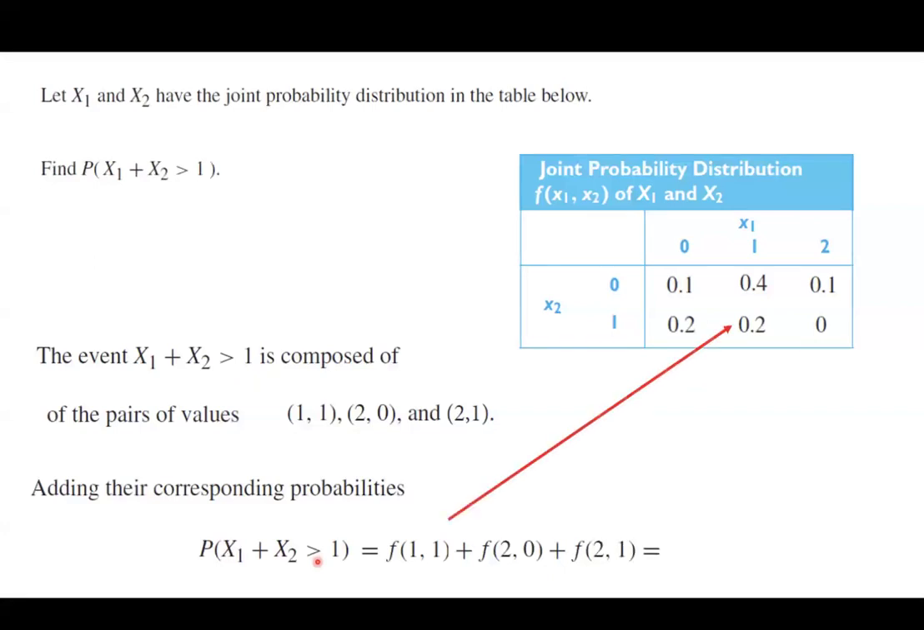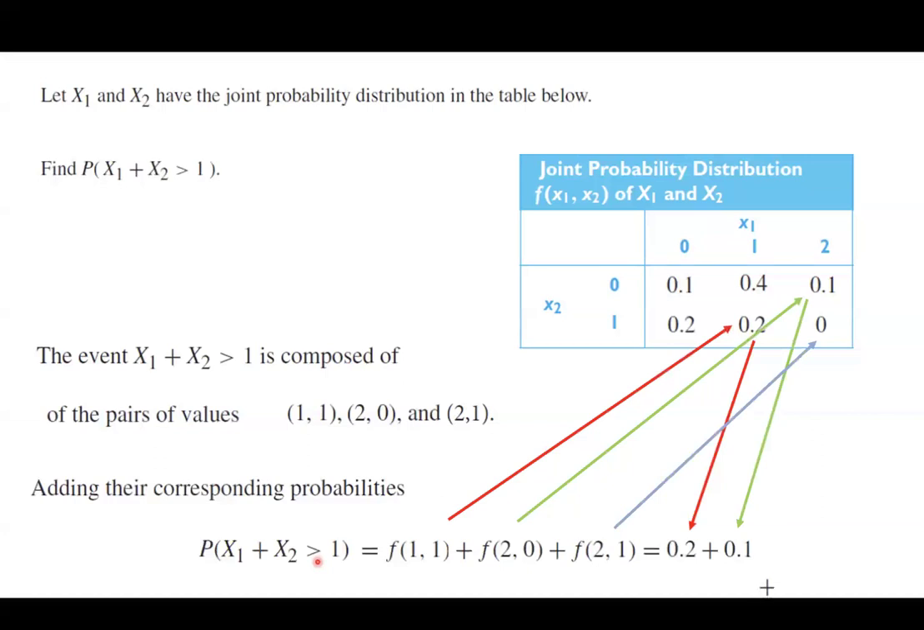f of 1 and 1 based on the table is 20%. f of 2 and 0 based on the table is 10%, and f of 2 and 1 based on the table is 0. So if we add all of these together, it is going to be equal to 30%.